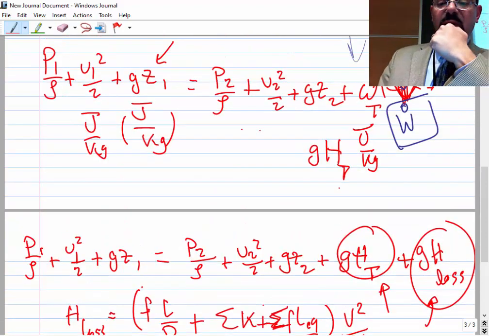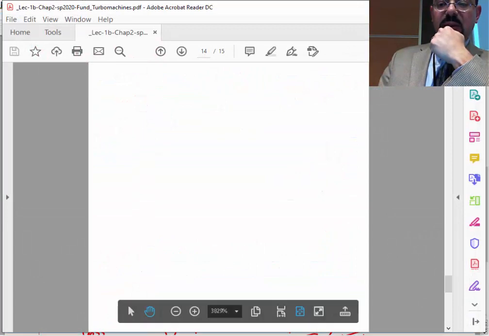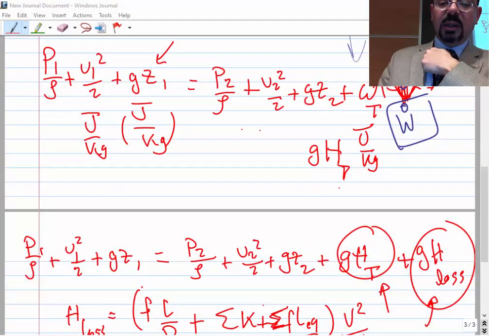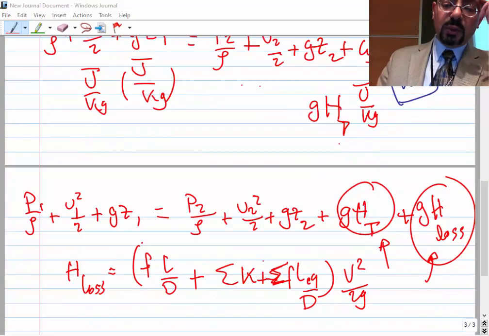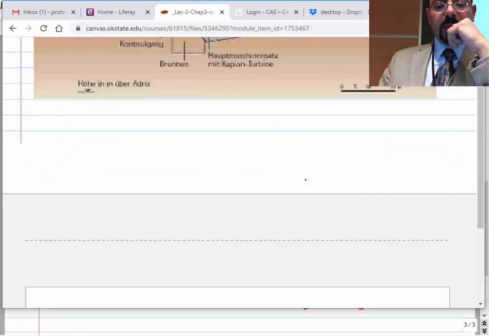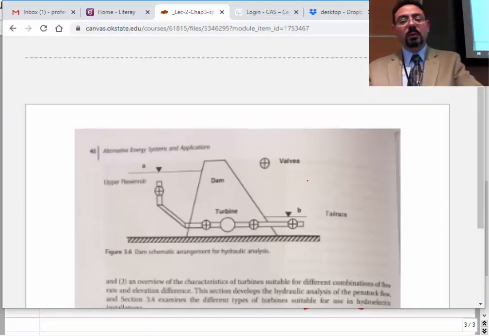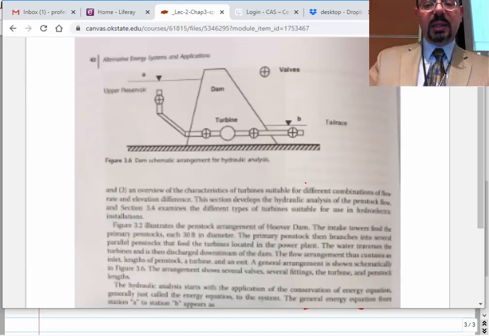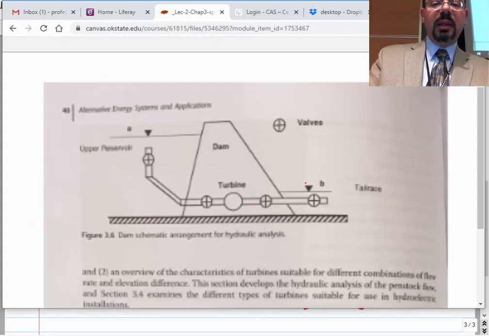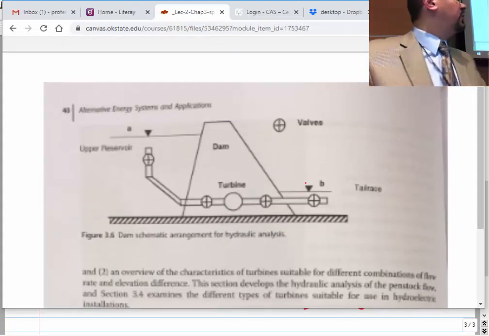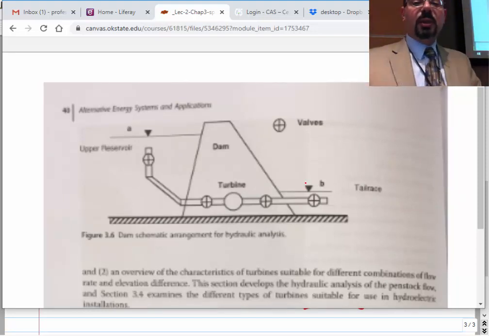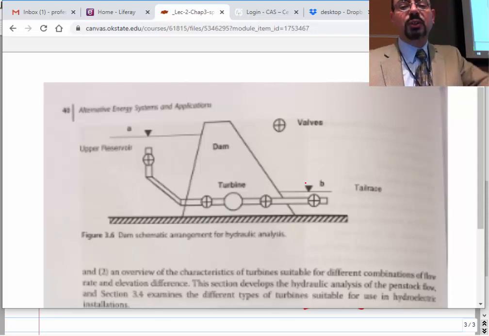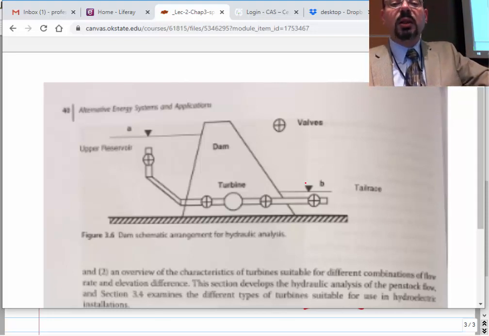So let's go to the textbook and see how it is written. There's a third way to write those losses too. Okay, and we'll see it over here. So here is the inlet, right? The inlet is over here, and here is the exit of the pipe, and the turbine, and inside the dam basically is over here. And you've got a bunch of valves and a bunch of elbows, right.